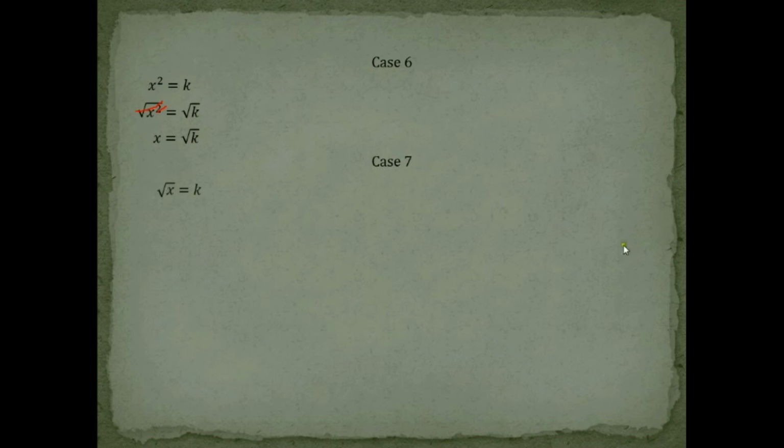Case 7. Now case 7 is talking about what if you have the square root of x equal to k and you want to make x the subject of the formula. Of course, what's the opposite of root? The opposite of root is power. So you raise both sides to the power of 2. The square cancels the square root, and x stands alone, equal to k squared. As simple as that. So these are the 7 cases on subject of formula.